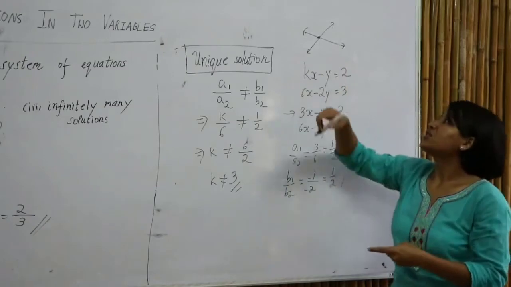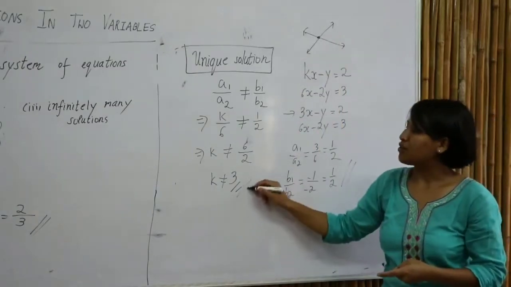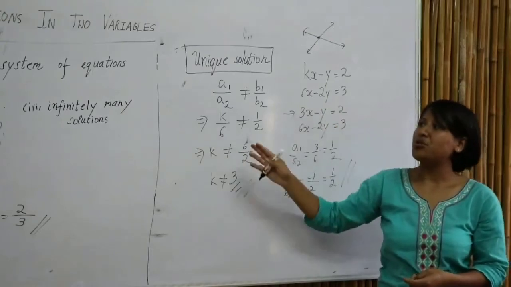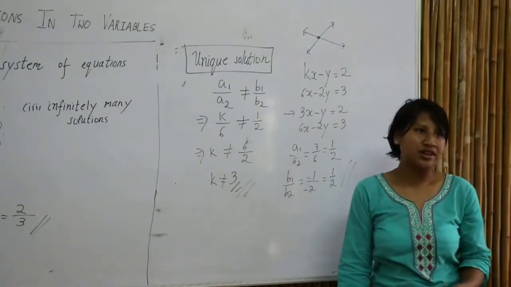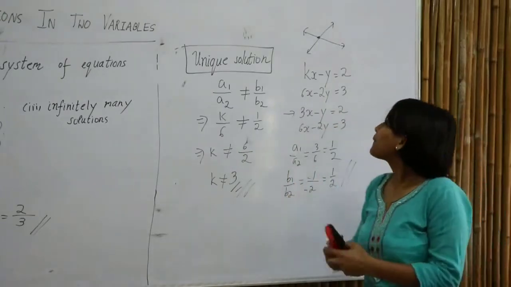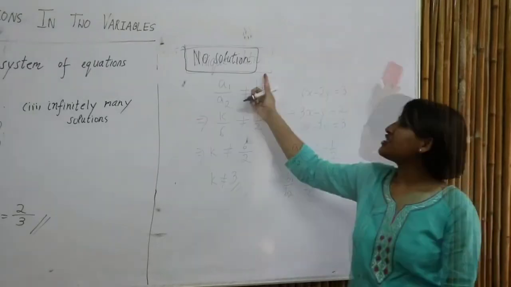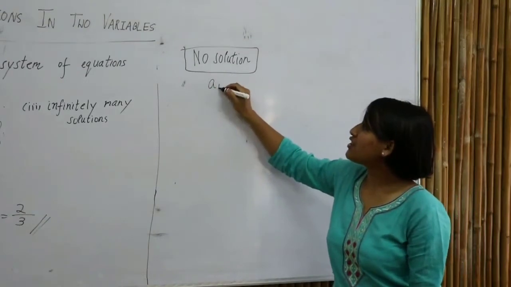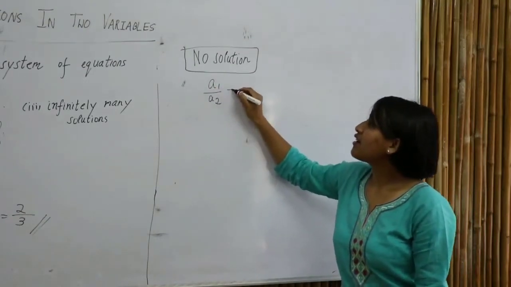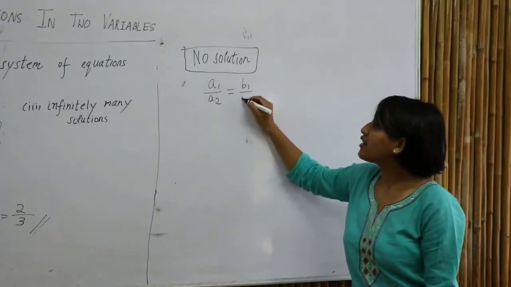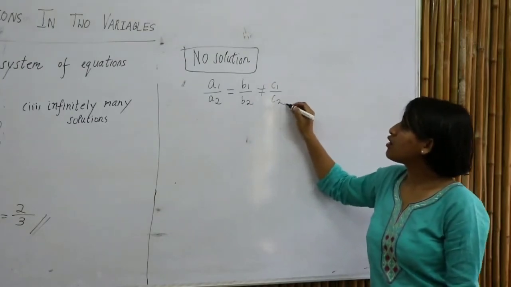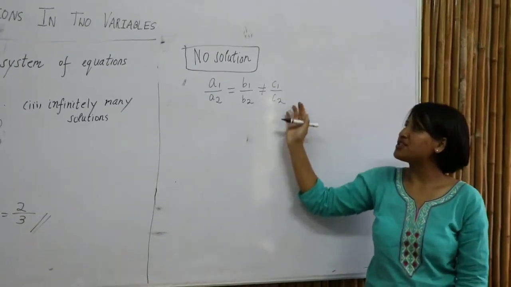Okay, so that's why k should not be equal to 3. Now we'll go to the second condition, where they have no solution. The next condition is no solution. Now, no solution is when the comparison of ratios is this.